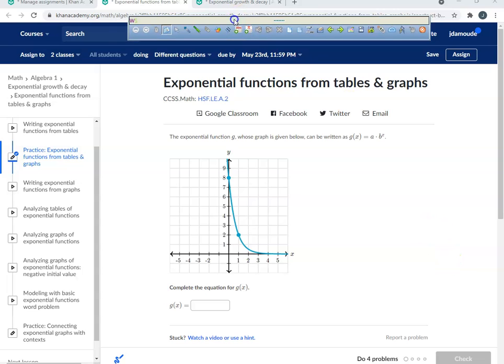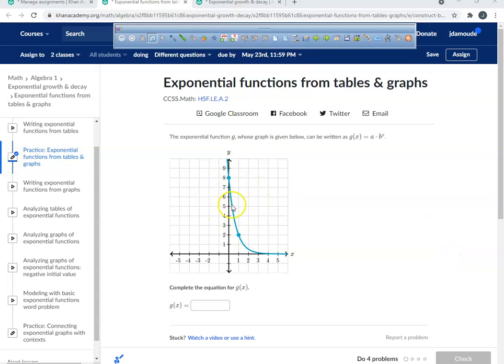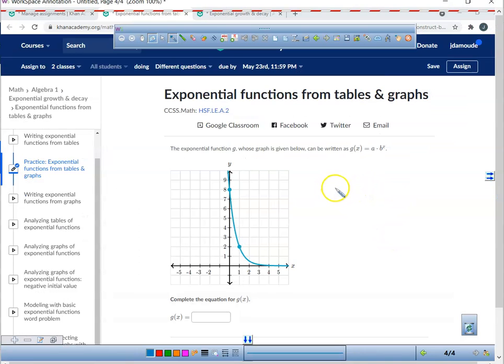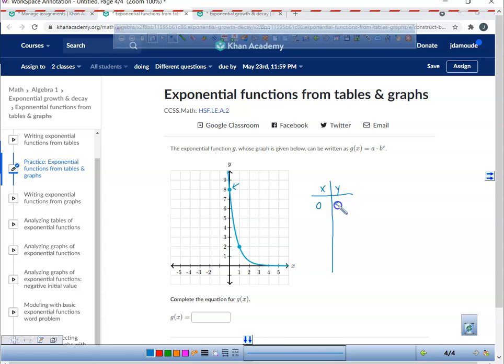Alright, so this video is going to go over how to take points off of a graph and build an exponential function from a graph or from a table. Now when you guys are doing this, it's going to be very important that you build a table. Always build a table so you have your numbers. Right now you'll notice we have a y-intercept right here at (0, 8). And you have another point on the graph right here which is at (1, 2).